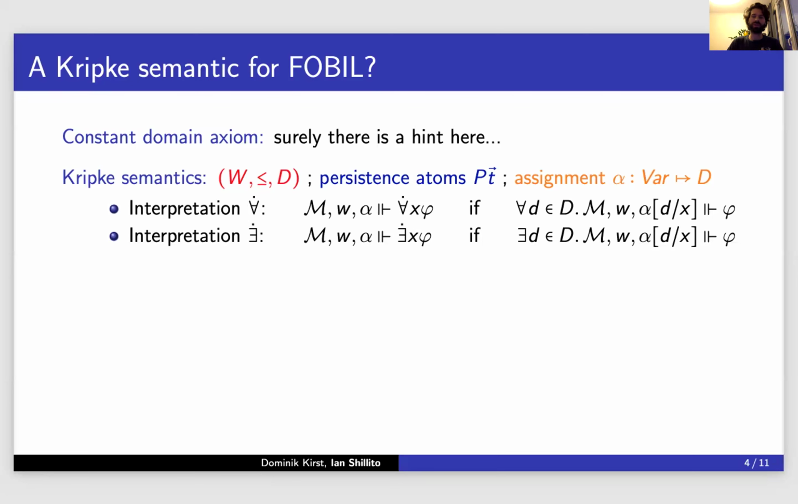Then you also make sure, again, that you have persistence of the atoms, as well as an assignment function that tells you how to interpret variables, so var to D. Then you take the same interpretation of the connectives as we had before, but this time you also need to interpret the quantifiers. The quantifiers are interpreted a bit like classically, to an extent, in the sense that at a world w, for all x phi holds if all of the elements of the domain satisfy phi once you substitute x by the element d, essentially.